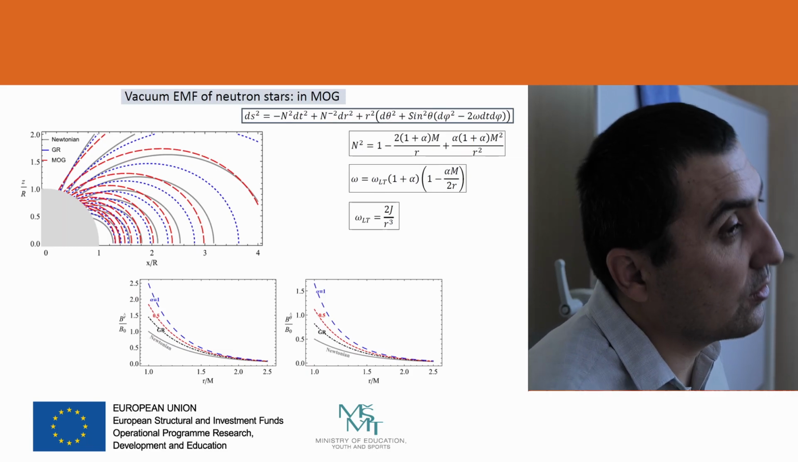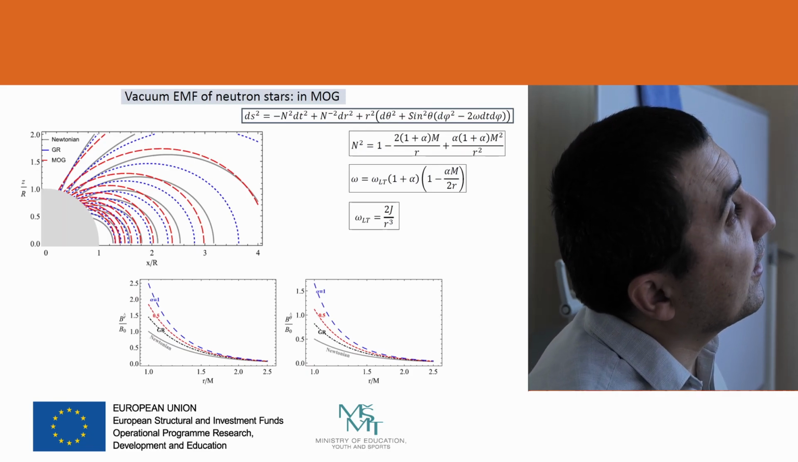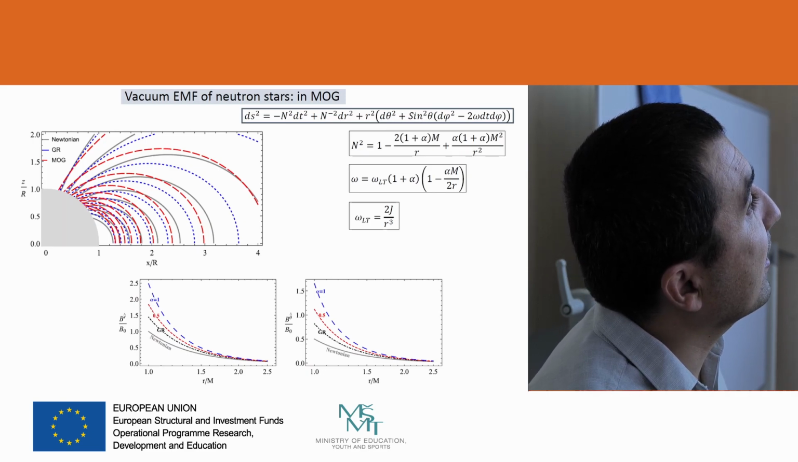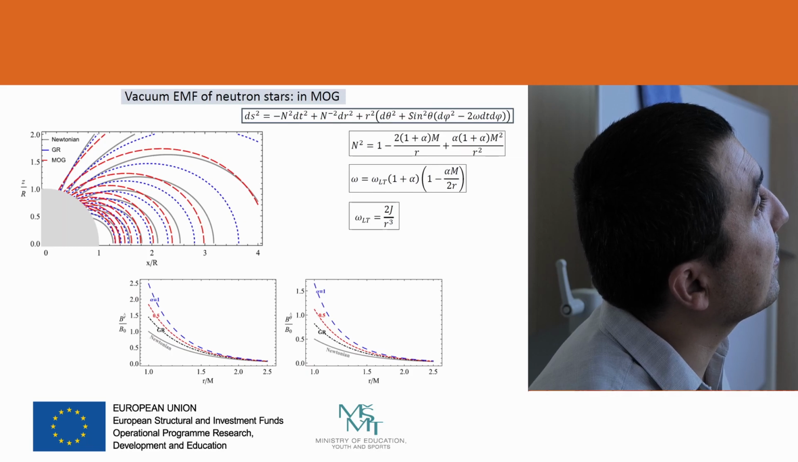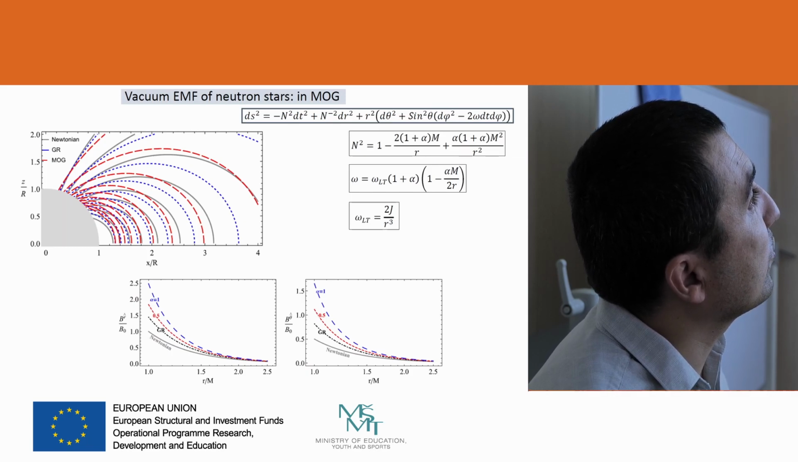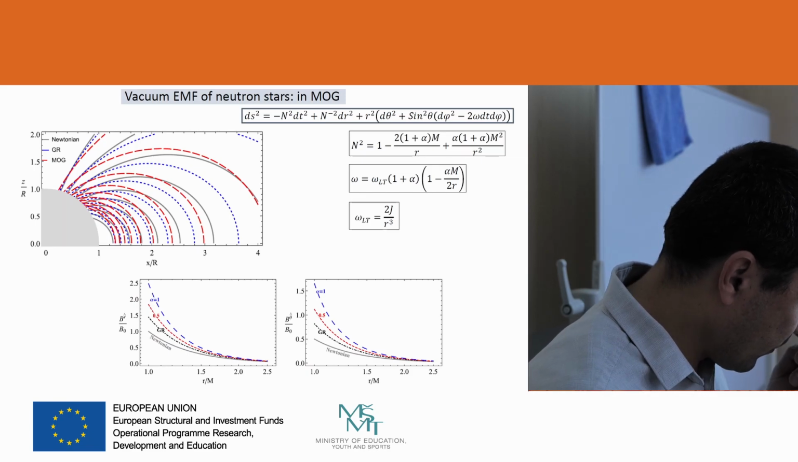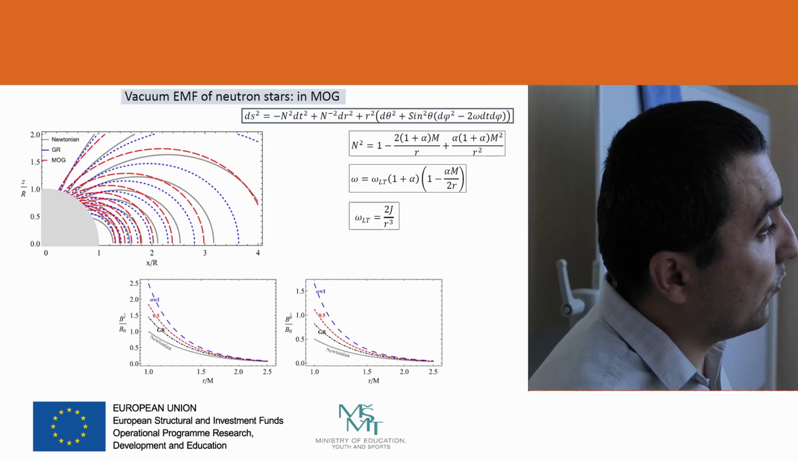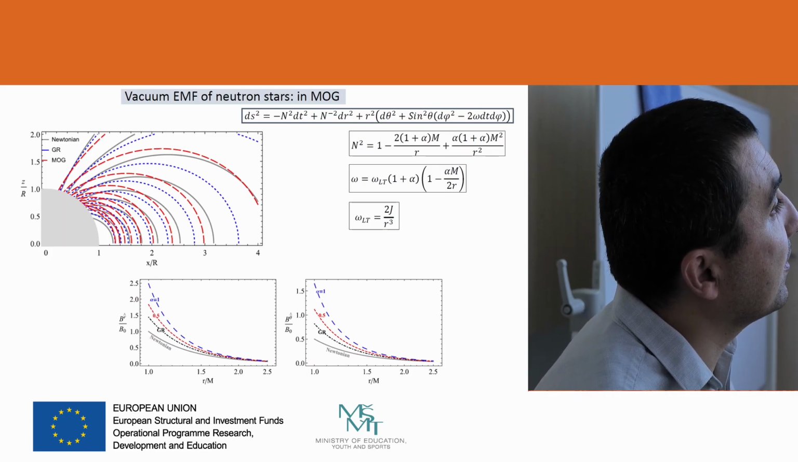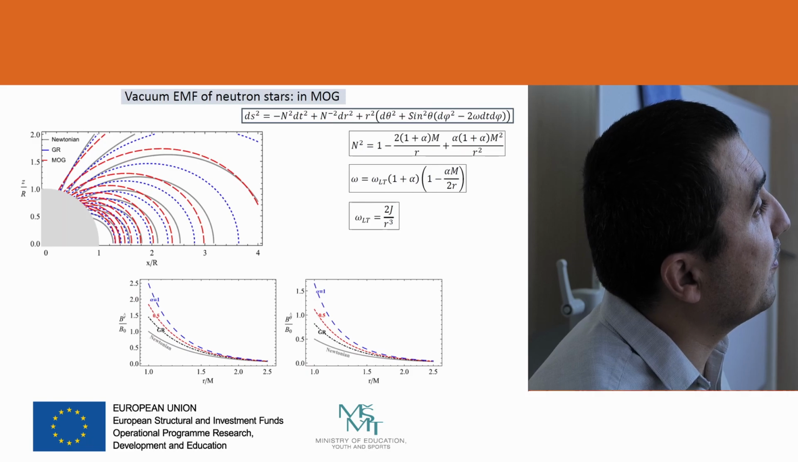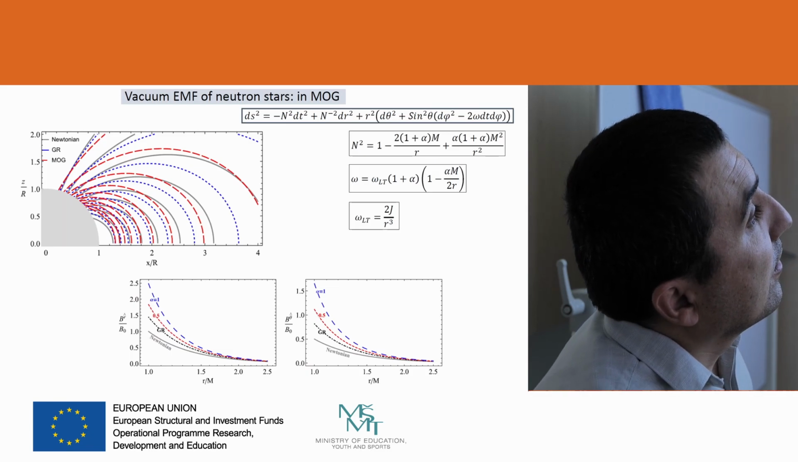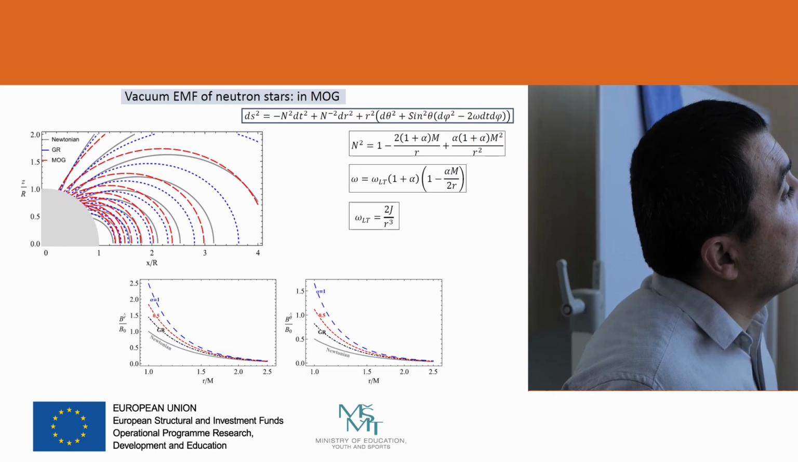In this case, we obtained the solution analytically, and we also tested these MOG effects, and we can see that the magnetic field lines at the surface of the star go to the polar caps, and the lines become more dense. It shows that the surface magnetic fields will increase in the presence of positive values of the MOG parameter.